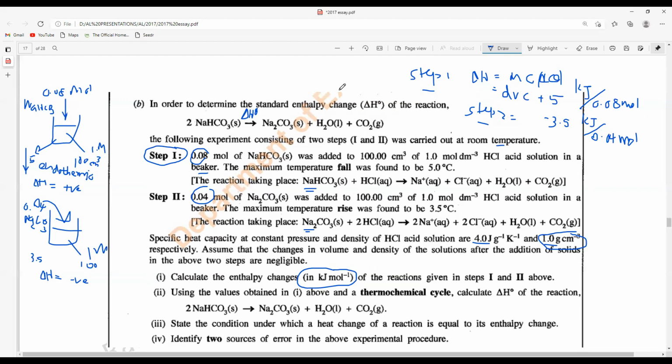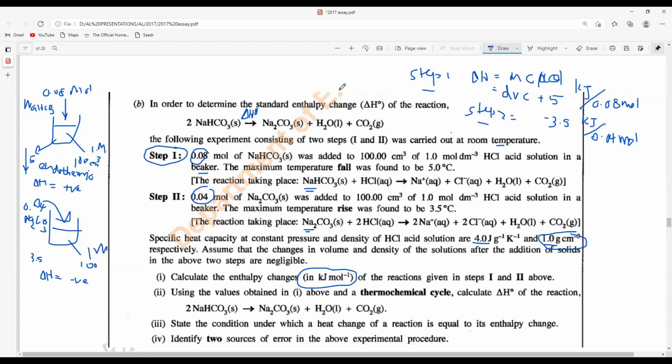And you know, for this step 1 reaction, delta H is positive in value, and in this one, delta H is negative in value, and you know these values in kilojoule per mole. So you know these two, right? But we have to find the enthalpy of this reaction. What is that reaction?